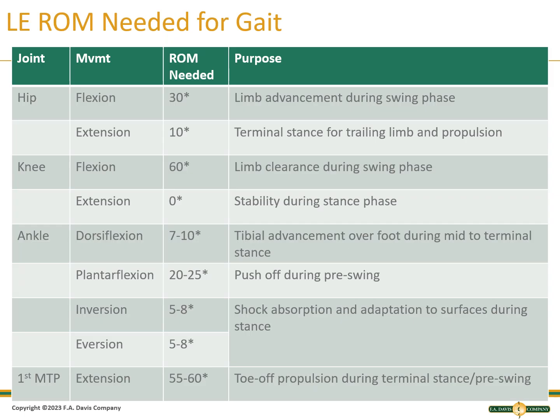On top of appropriate muscle activation, we also need appropriate range of motion. So this chart breaks down your ranges of motion that are needed at a minimum for a normal gait pattern. So at the hip, for flexion and extension, we need at least 30 degrees of hip flexion and 10 degrees of hip extension. At the knee, we need 60 degrees of flexion and at least 0 degrees, or a neutral knee, for extension. The ankle, we need 7 to 10 degrees of dorsiflexion, 20 to 25 degrees of plantar flexion, and 5 to 8 degrees each of inversion and eversion. And then our great toe, we need 55 to 60 degrees of great toe extension.